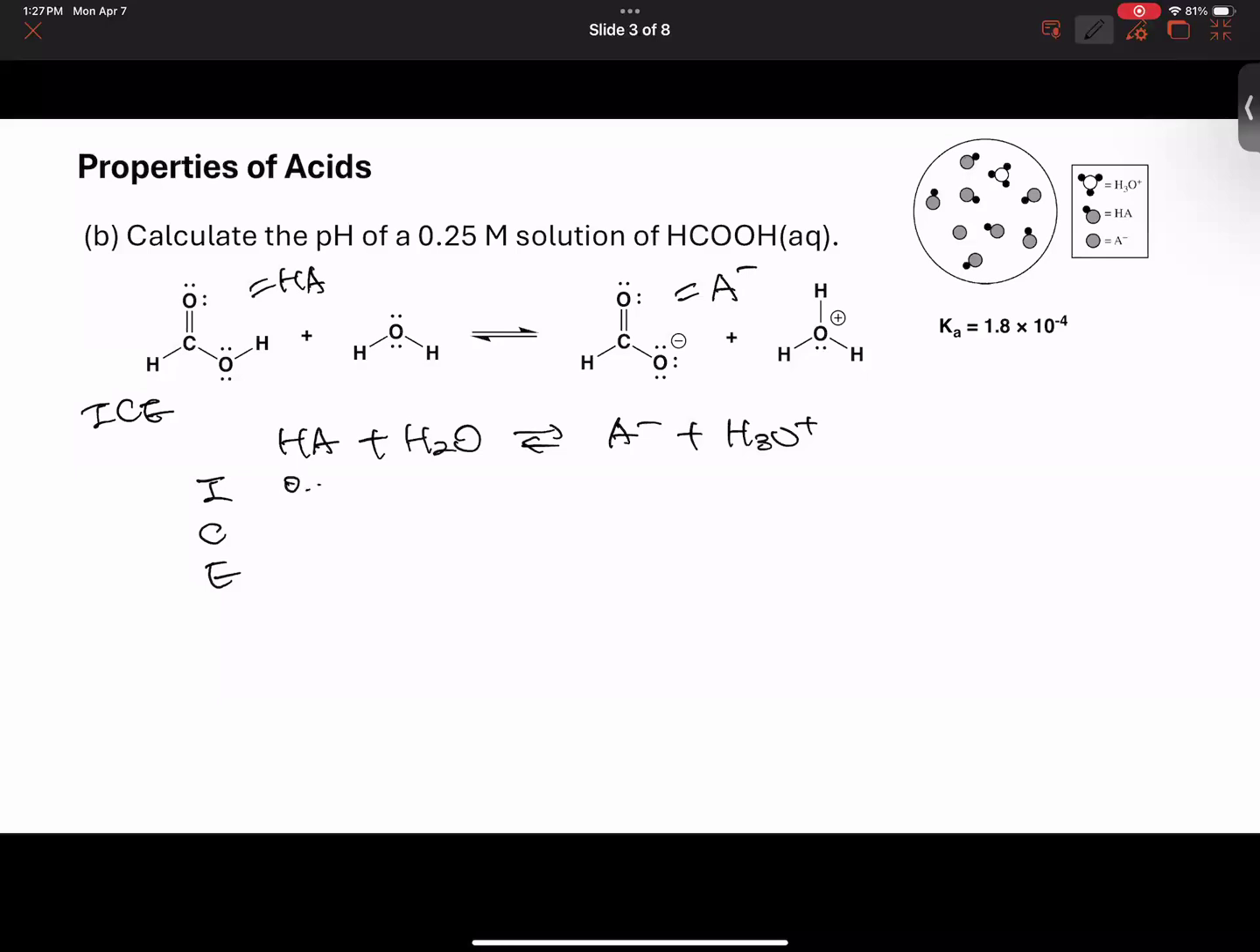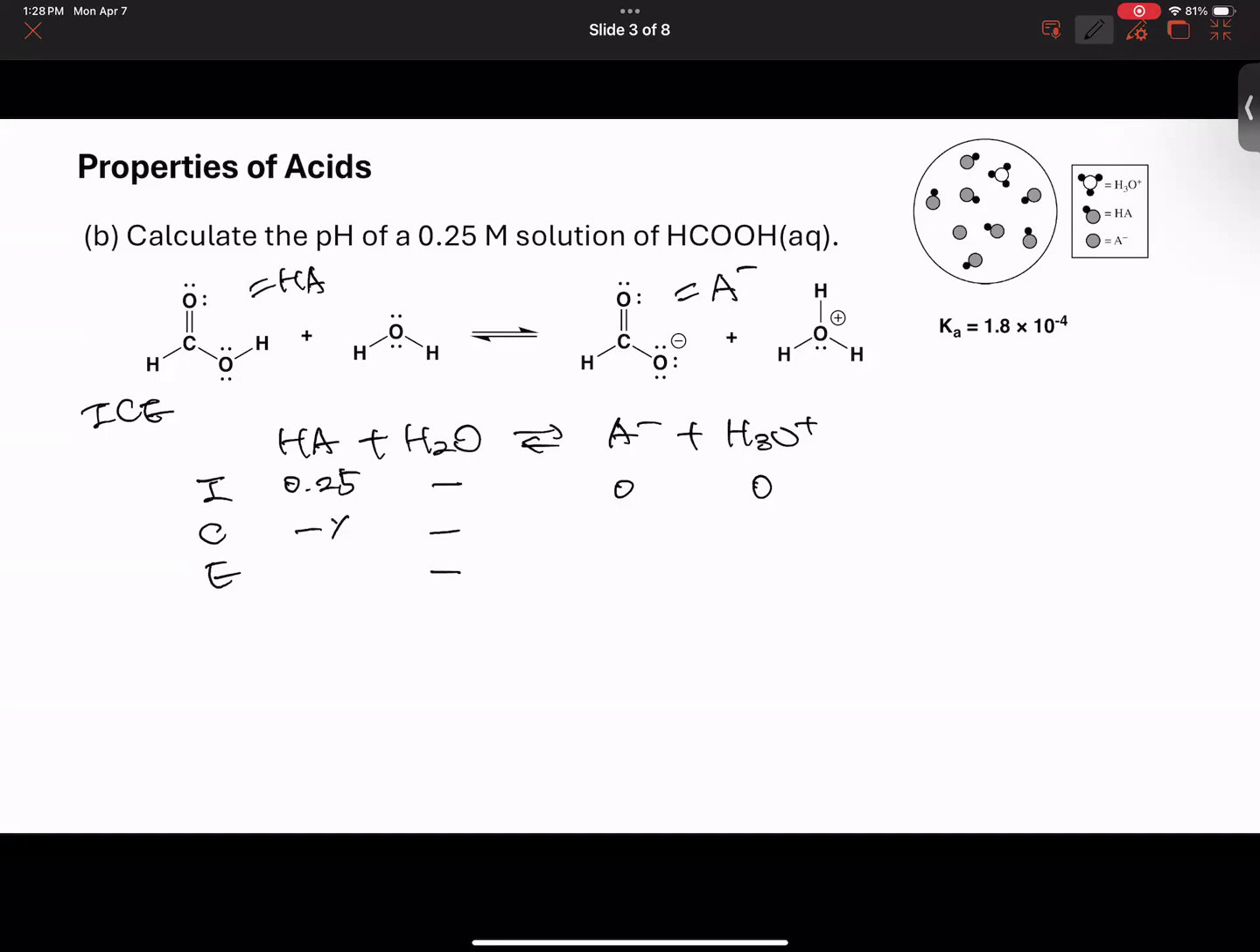Initially we have 0.25 molarity of acid. Water is a solvent, its concentration does not appear, so let's skip representing the concentration of water. Initially, the conjugate base, we have not added anything of this one. Initially, the hydronium concentration in pure water is 1.0 times 10 to the negative 7 molarity, but that amount is much smaller than the amount produced from the dissociation of acid. So we can safely assume that the initial amount is close to zero.